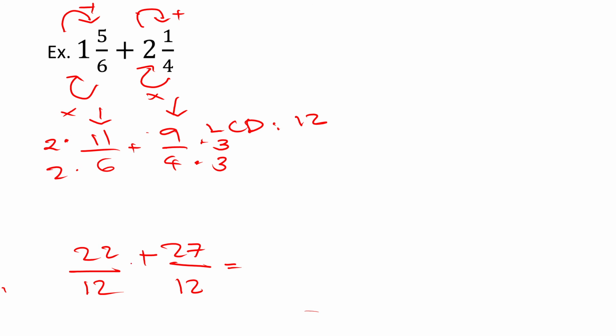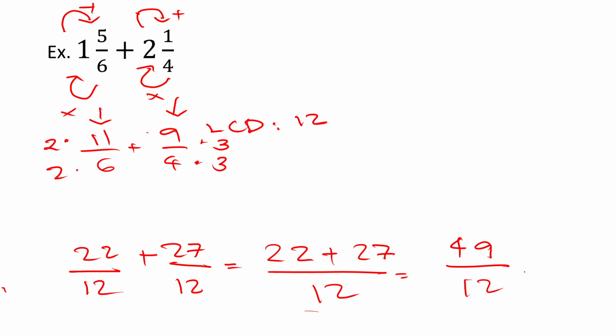Now we have 22 over 12 plus 27 over 12. Add those two together. 22 plus 27 all over 12 should give you guys 49 over 12. And you can change that to a mixed number if you guys want.